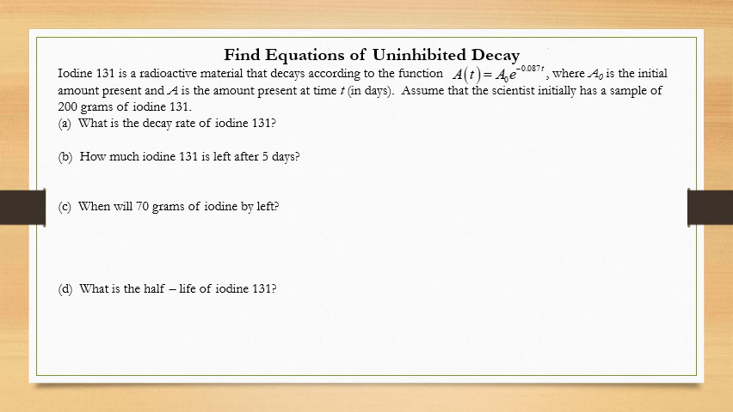So the decay rate is that k value. So that's going to be negative 0.087. And if I wrote that as a percent, that would be 8.7%. And I don't write negative 8.7% because we already know this is decaying. So we're just saying, what is the decay rate? Well, it's decaying at a rate of 8.7%. And we'll write this just so that you have this in your notes.